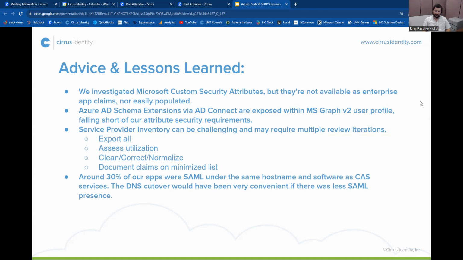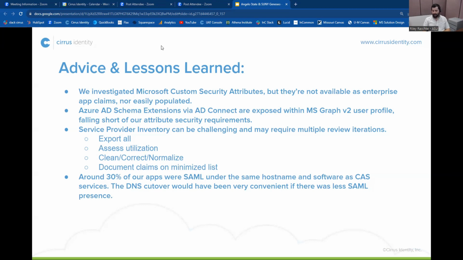And then we cleaned that up, corrected a lot of it because some of it you couldn't even tell if the app was SAML or CAS from the dump we made. So we had to do a few iterations of that. After that, we were able to start documenting claims and kind of making roadmaps and plans for each of them. Around 30% of our apps in production were SAML. The other 70 were CAS. We had 1 or 2 Shibboleths, but not really part of this conversation.